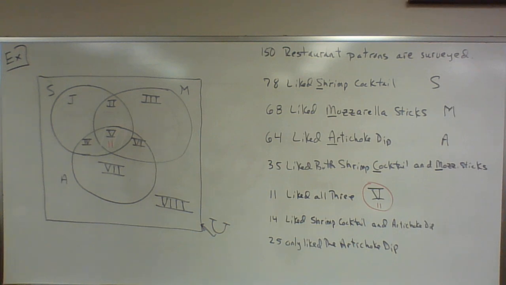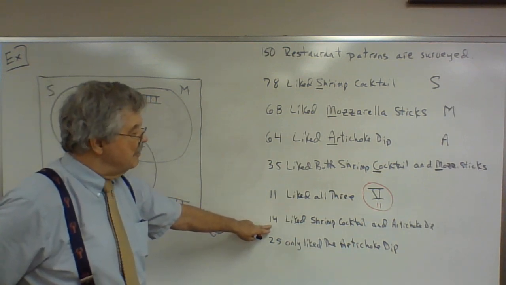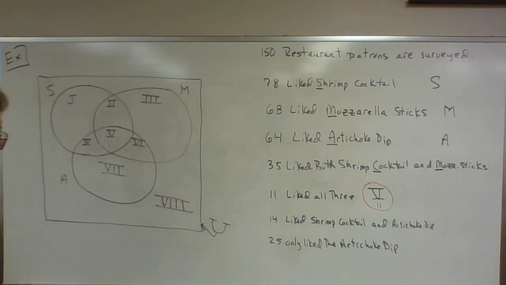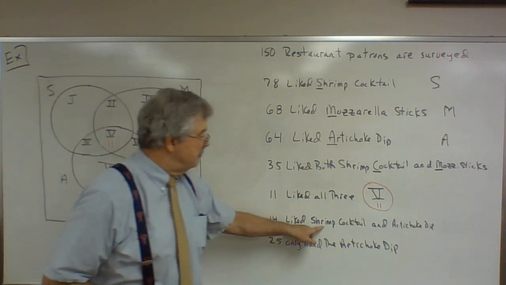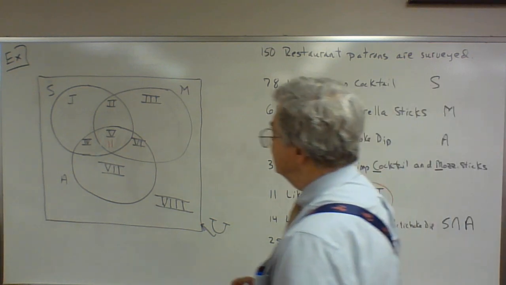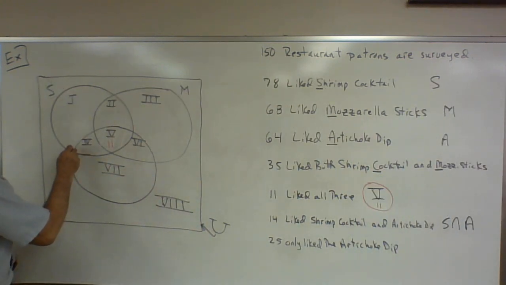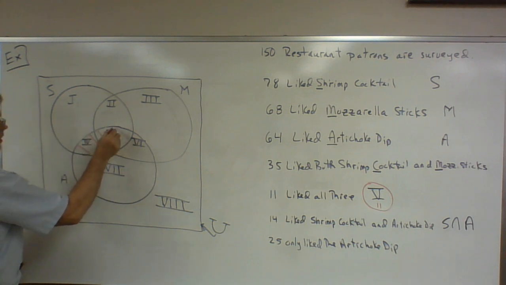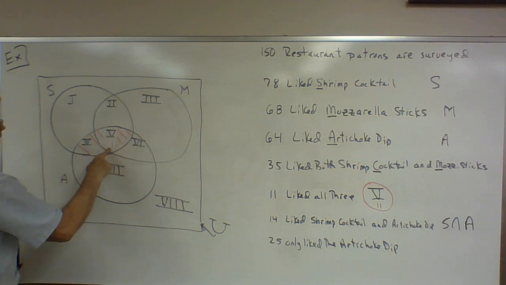What else? 14 liked shrimp cocktail and artichoke dip. Here's shrimp, here's artichoke, and the people who liked both shrimp and artichoke dip, that's what this is. So that's going to be region 4. You know what? I think I'll write this in black after all. 11.